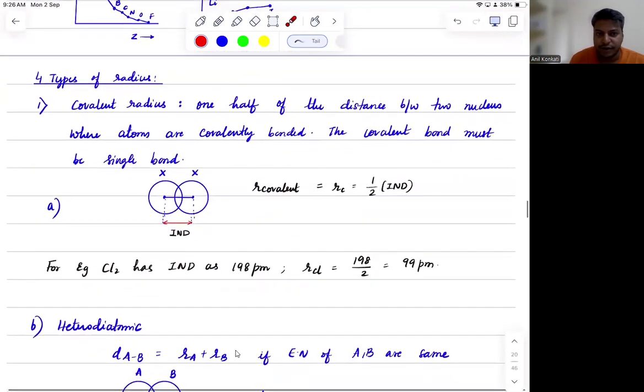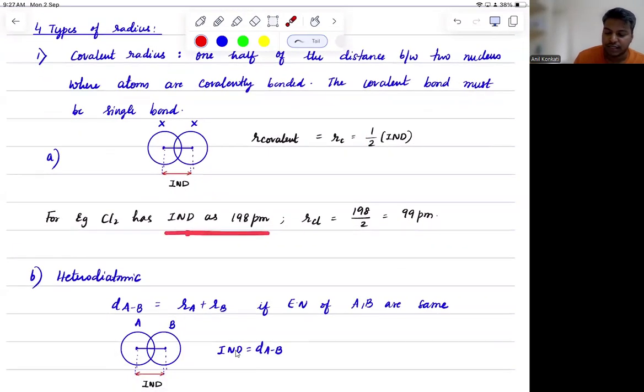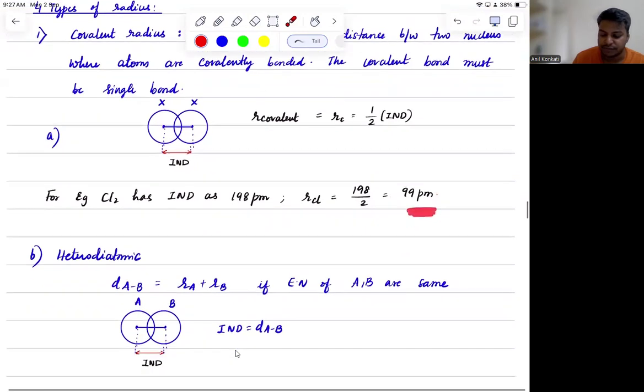Whenever we identify the size, there are four radii we can compare. First one is covalent radius. Covalent radius is half the distance between two nuclei where atoms are covalently bonded. The covalent bond must be a single bond here almost. So you can see from this point to this point, a covalent bond is formed, and covalent radius will be half of the internuclear distance. Like chlorine has an internuclear distance of 198. So therefore, covalent radius will be equal to 99 picometers.